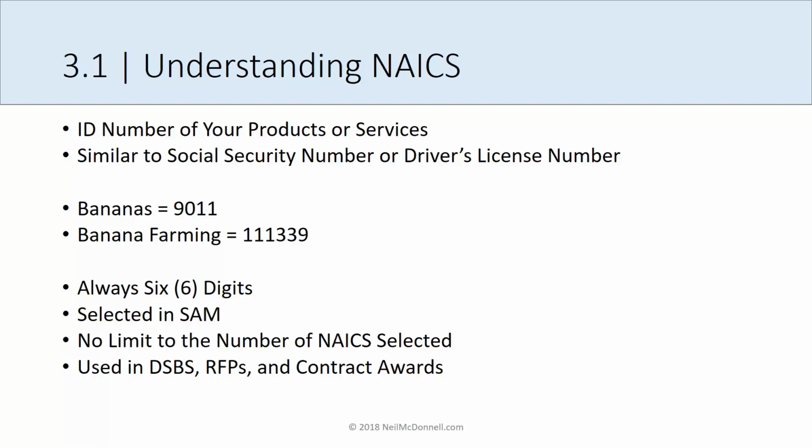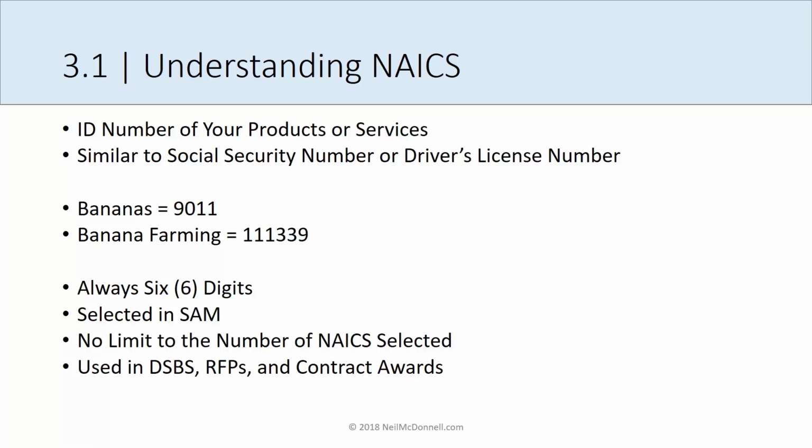If I go to the grocery store, as you can see here, bananas have a code of 9011. In a grocery store, it's not really a banana to the cashier. They look at something like a banana or a grape and they have a code for it. So in this case, it's 9011. Similarly, in the federal government, when they go to buy bananas, they might look at this NAICS code of 111339, which is banana farming, right?